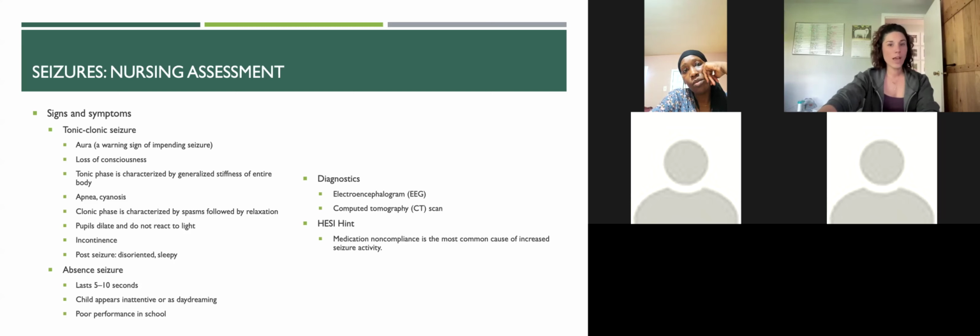So we may have our first assessment is our performance in school. So that might be the first indication that we might have something going on. We can diagnose seizures with an EEG, which looks at the electrical activity in the brain, or we can do a CT scan. With seizures, the most common cause of increased seizure activity is not being compliant with medications.